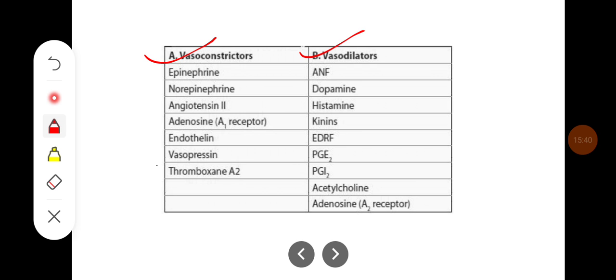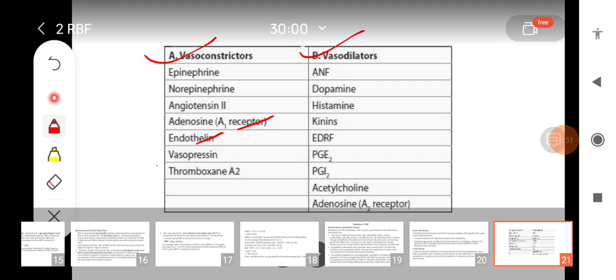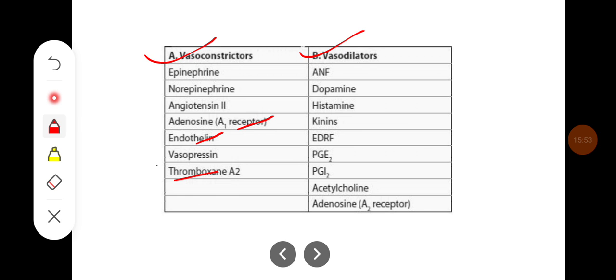Vasoconstrictors are epinephrine, norepinephrine, angiotensin II, adenosine, which acts through the A1 receptors, endothelin, vasopressin, and thromboxane A2. Whereas vasodilators are atrial natriuretic factor, dopamine, histamine, kinins, endothelial derived relaxing factor, prostaglandin E2, prostaglandin I2, prostacyclins, acetylcholine, and adenosine, which acts through A2 receptors.